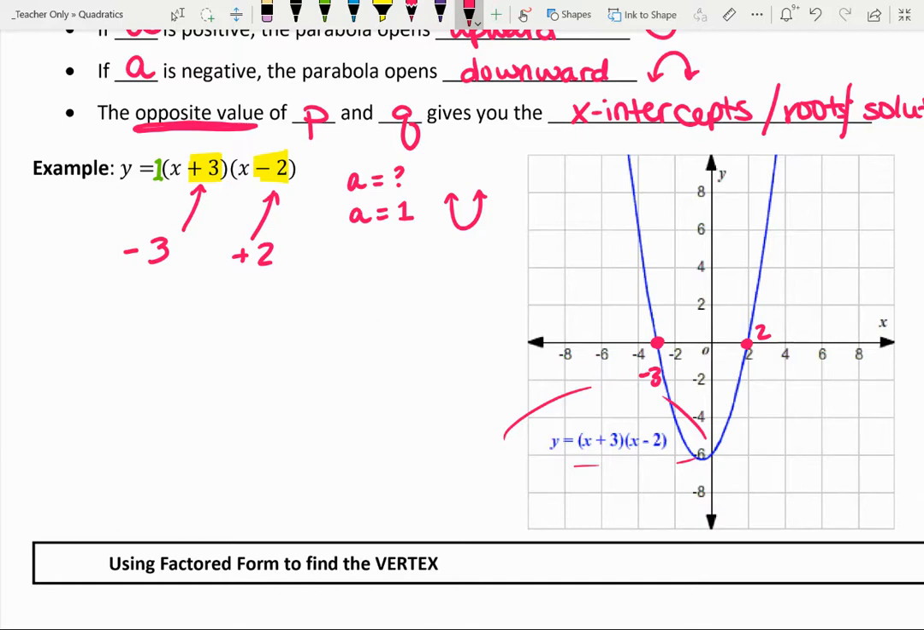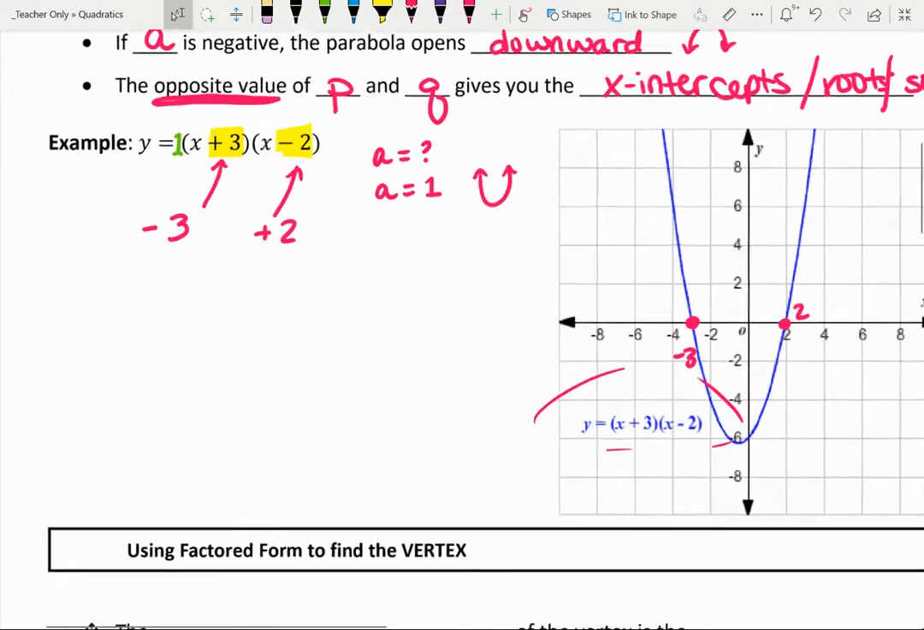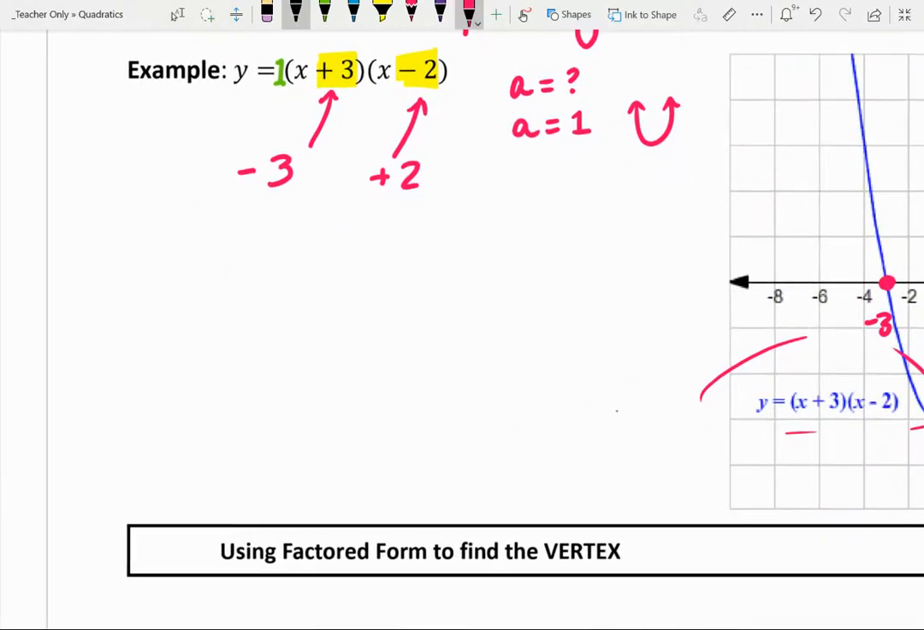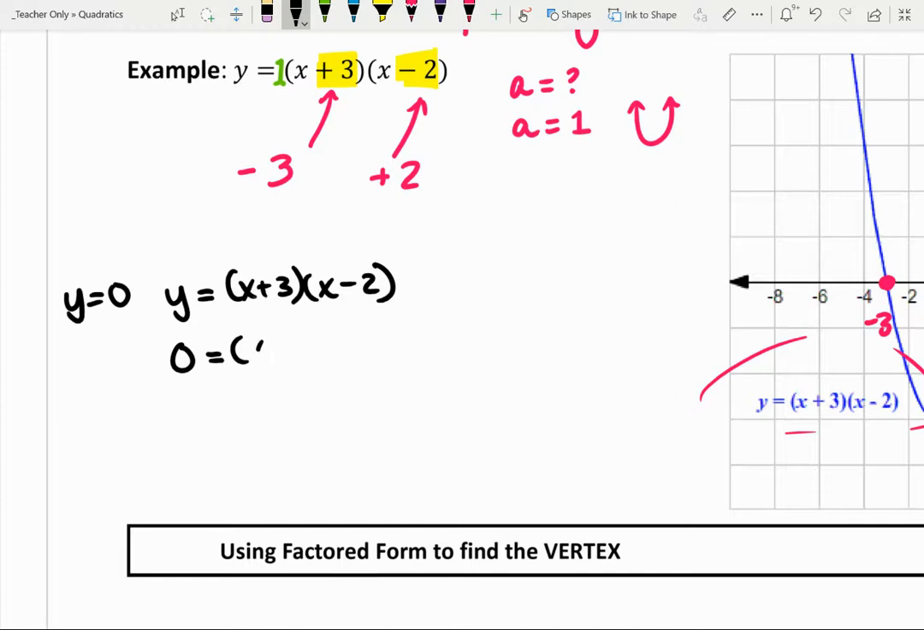Now you might be asking yourselves, why? Why does this work? And it comes down to something called the zero product property, which we're going to explore a little bit later. But let's remember that an x-intercept is where the y value is equal to 0. So if our equation is y equals (x plus 3) times (x minus 2), then we're looking at where that expression equals 0.